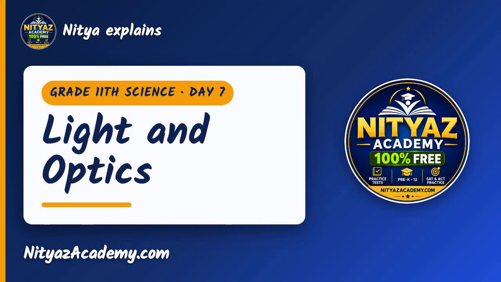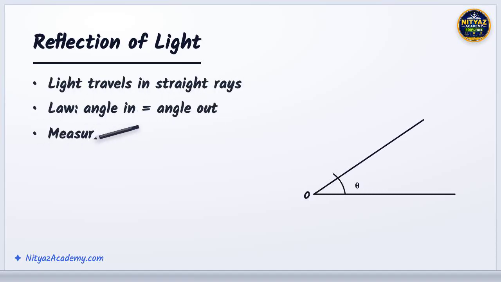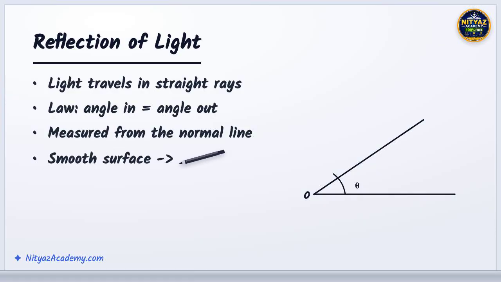Let's learn light and optics together, step by step. Light travels in straight lines we call rays, and when a ray strikes a mirror, it bounces off. The law of reflection is elegantly simple. The angle of incidence equals the angle of reflection, both measured from an imaginary line called the normal that stands at 90 degrees to the surface. A smooth, polished surface reflects rays neatly, which is exactly why a mirror gives you a crisp image.